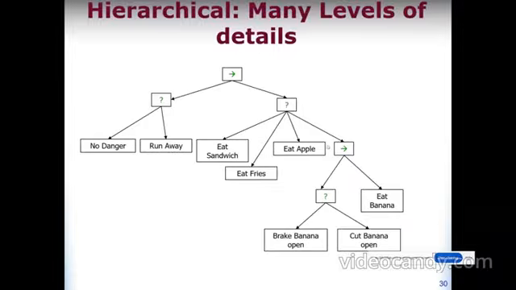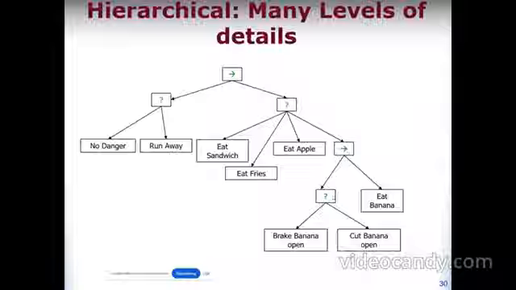For example, if you have more options to eat, you can add them, as you can see here. For example, you can eat sandwich, fries, apple, you name it, depending on the game. Also, you can add additional activity in each branch. So for example, while you are eating a banana, you can eat the banana in different ways. You can break the banana or you can cut it, and after that you eat it. So you can add different tasks by just adding a question mark.